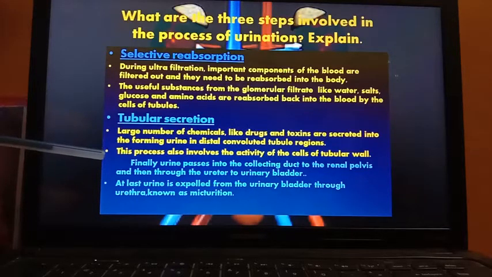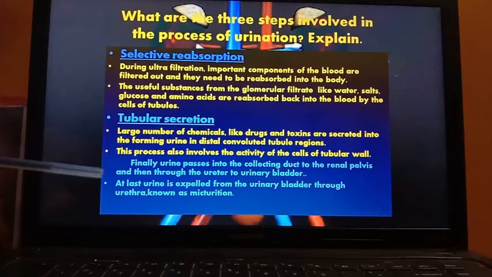Now finally the urine passes into the collecting duct to the renal pelvis and then through the ureter to the urinary bladder. At last, urine is expelled from the urinary bladder through the urethra, known as urination or micturition. So these are the steps of the urine formation. And when you are going to write the answer, you have to make this type of points.